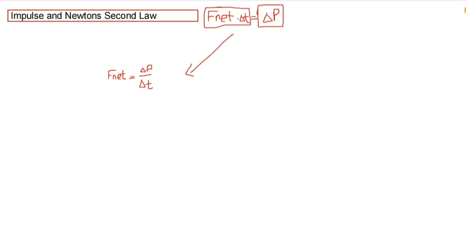Okay, now we can rearrange this formula again because we know that change in momentum is equal to mass times velocity final minus mass times velocity initial. And that is over time. So once again, this is exactly the same as that, and that is exactly the same as that. So now what we can do is rearrange that formula again. We'll take the mass to the outside and then have velocity final minus velocity initial over time.